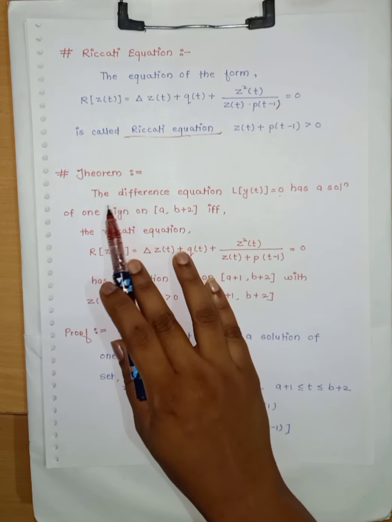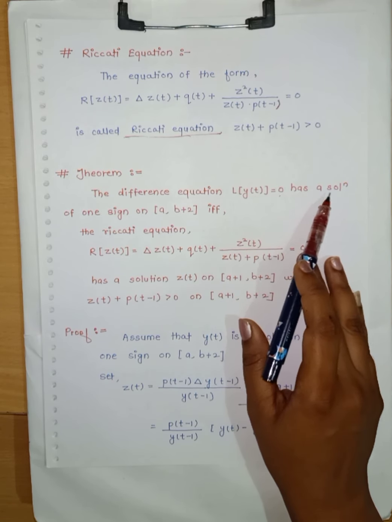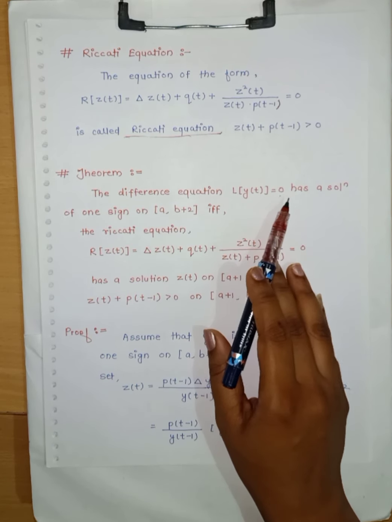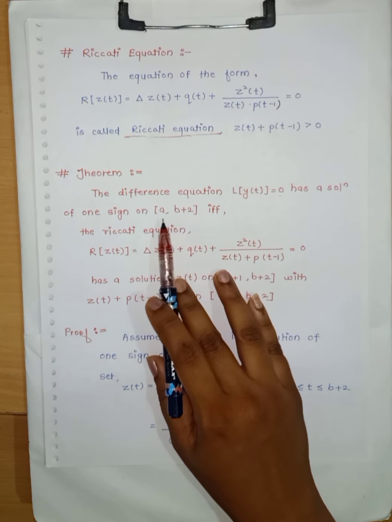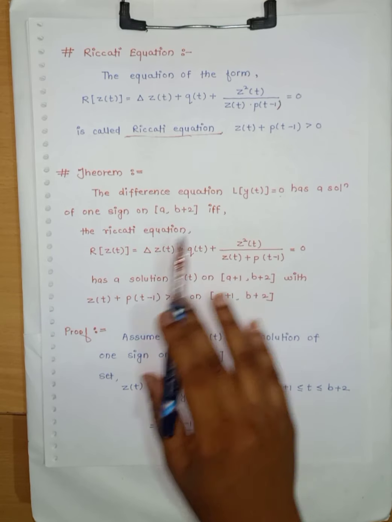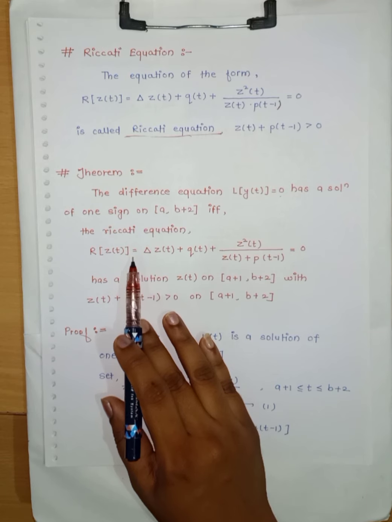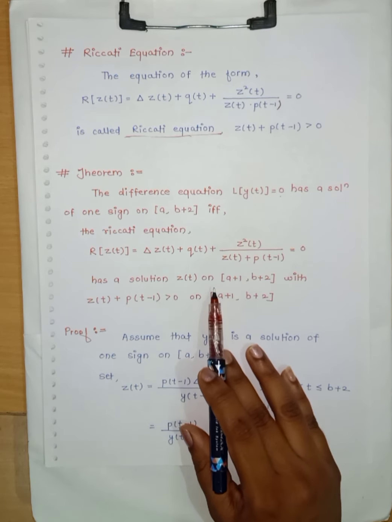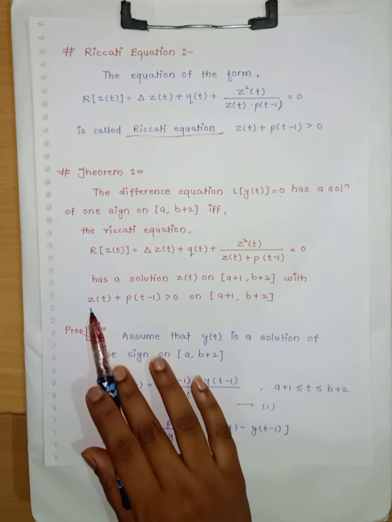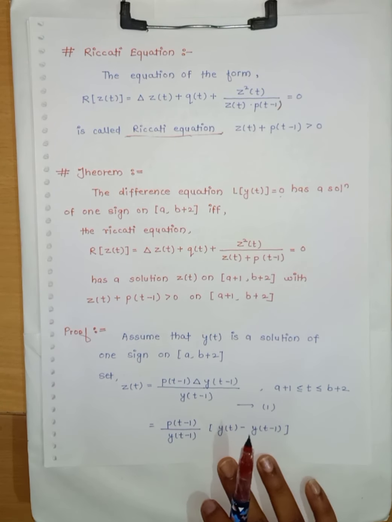So the statement of the theorem is: the difference equation L of y of t equals 0 has a solution of one sign on the closed interval a and b plus 2 if and only if the Riccati equation has a solution z of t on the interval a plus 1, b plus 2 with the condition z of t plus p of t minus 1 greater than 0. So let's prove the theorem.